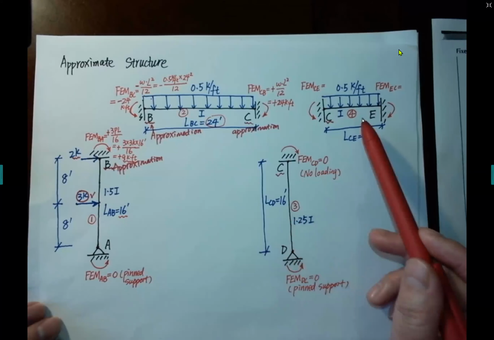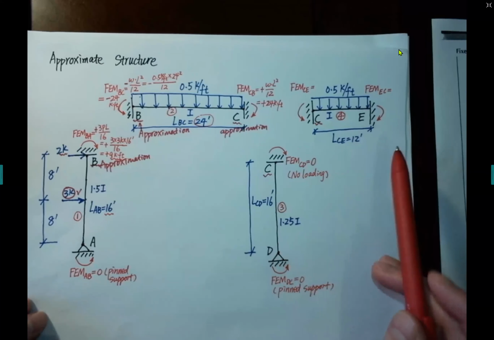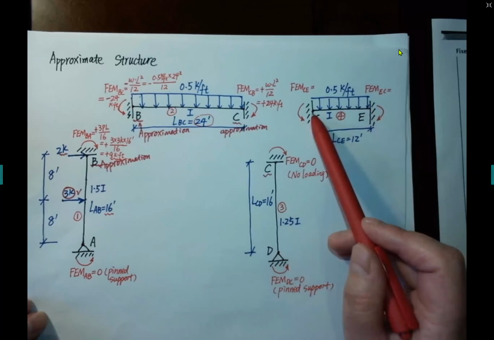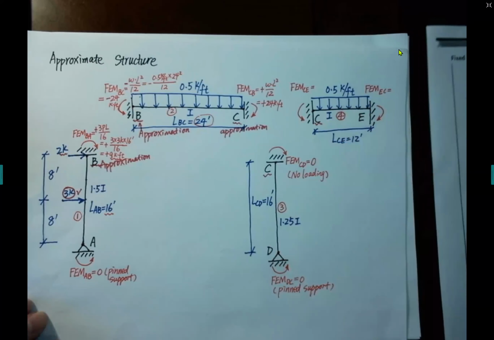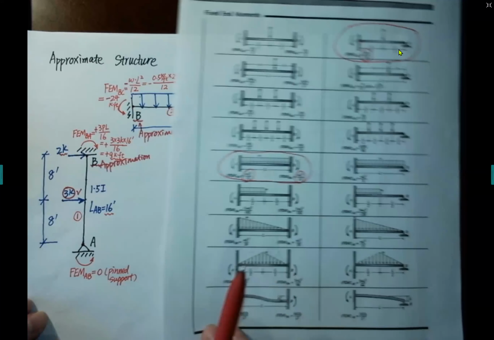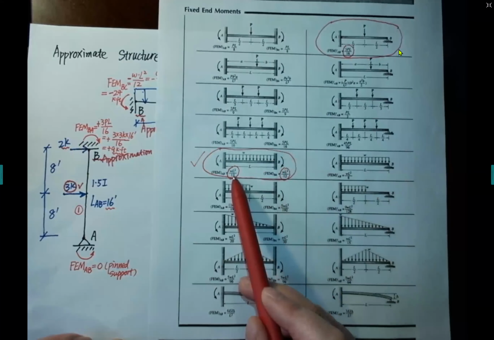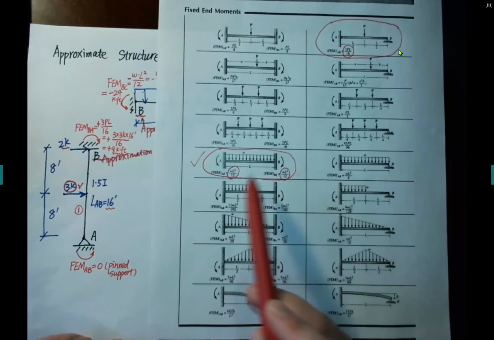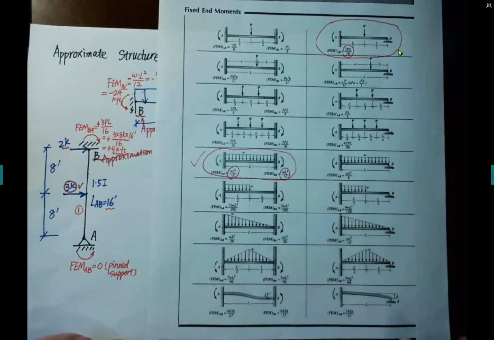Then we move to number four, CE. Member four is both ends fixed, subject to a uniform load. It's the same load pattern and support condition as member two. So we still use the equation right here to calculate fixed end moment, WL squared over 12.